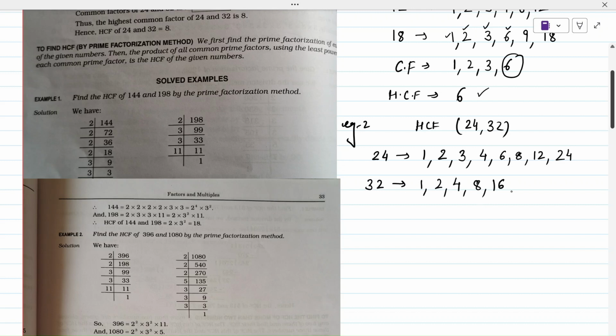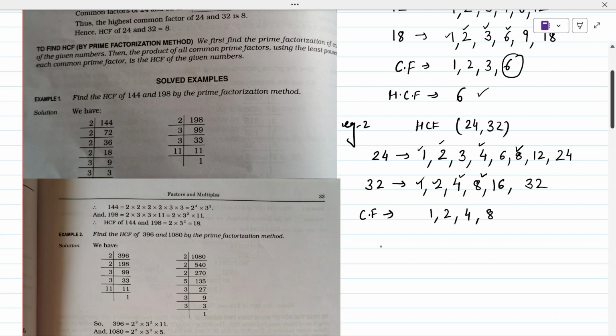16 is a factor, and after 16 straight away we have 32. So these are the factors of 32. These numbers divide the number 32 completely. Now what we have to do next? Find the common factors. They are 1, 2, 4, 8. Okay, so these are the common factors 1, 2, 4 and 8.